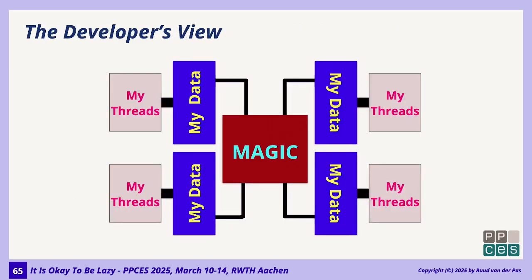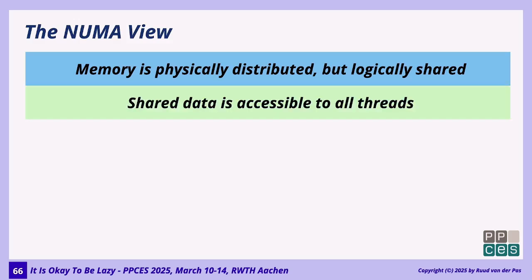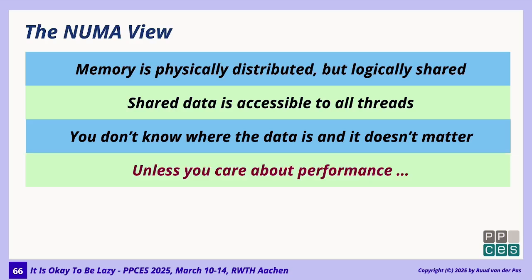To us, this is the abstract way of looking at it. We have our threads running. They're connected to some portion of the memory. That's where my data is, and some magic connects it all together. That's the way to look at a NUMA system. So with NUMA, the memory is physically distributed but logically shared. And shared data, as you have in OpenMP, is accessible to all the threads. Generally, for correctness, you don't need to know where the data is, it doesn't matter. But of course, when you care about performance, you start to have to worry about that.